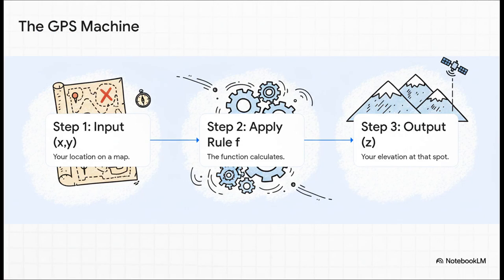You can think of it in three simple steps. Step 1, you pick your spot on the map. That's your x, y. Step 2, you plug those coordinates into your function, into the rule, and boom. Step 3, the function spits out your precise altitude at that exact spot. It's like a perfect mathematical GPS for a mountain.